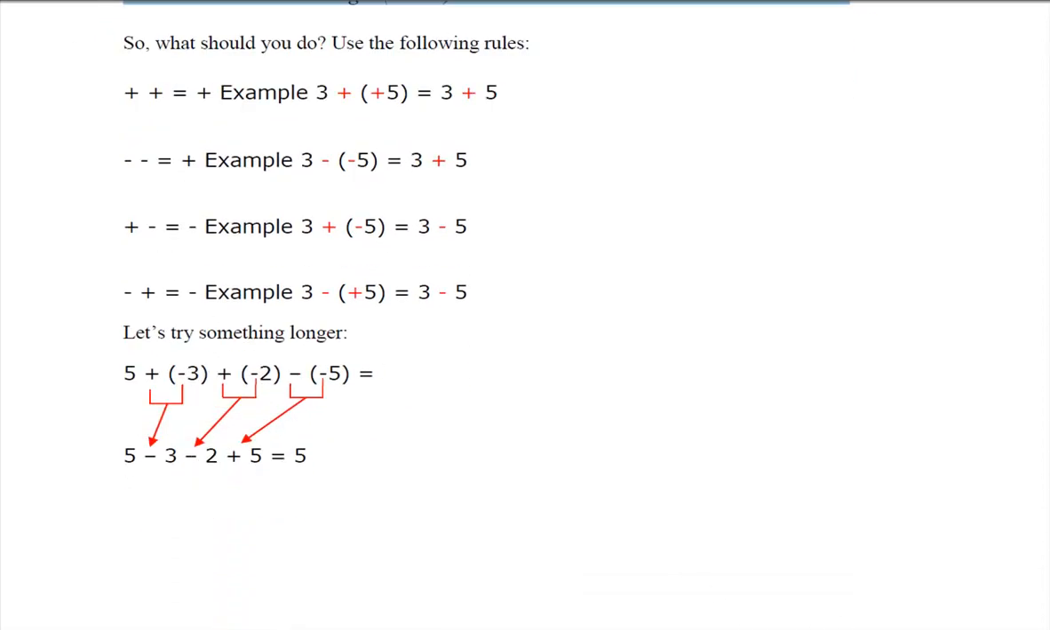5 plus negative 3. 5 plus negative becomes 5 minus 3. The plus and the negative become minus. Plus and minus again become minus. Minus and minus, two negatives after each other, become plus. So it becomes 5 minus 3 minus 2 plus 5, which is 5.